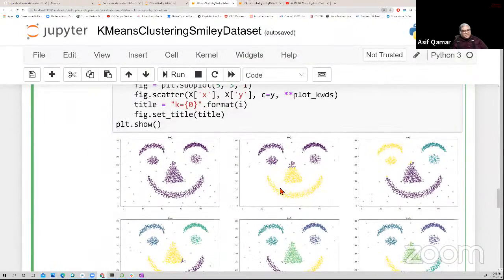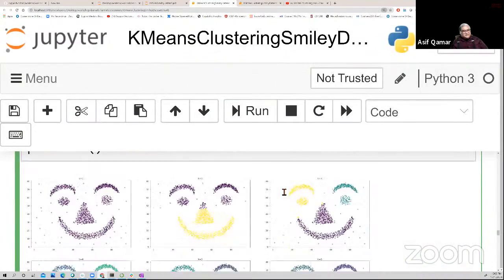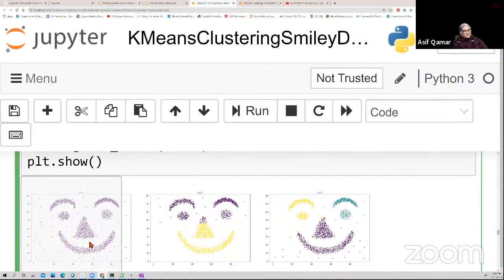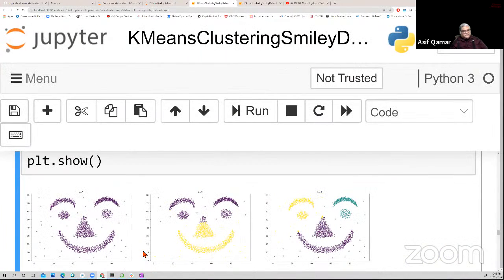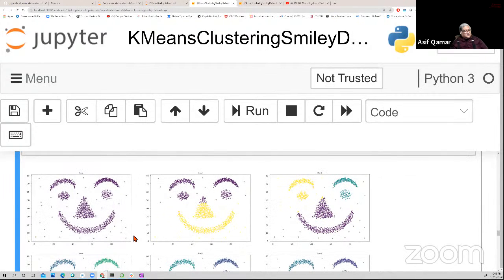So let's say k is equal to 1. When you look at the first picture, k equal to 1 means all the data points are one cluster. That doesn't give you any information.